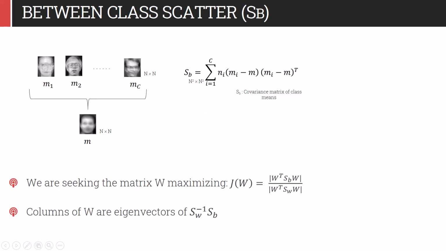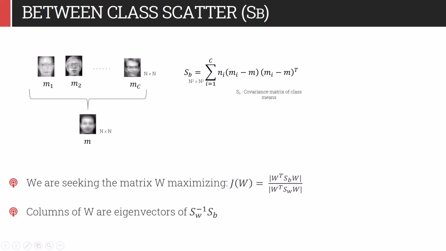Next we have to compute the between class scatter. And how did we compute the between class scatter? Class mean minus the global mean. We take the square and add it up for all the classes, weighted by the number of images in that class. So n1 into (m1 minus m) whole square, plus n2 into (m2 minus m) whole square, plus nc into (mc minus m) whole square.